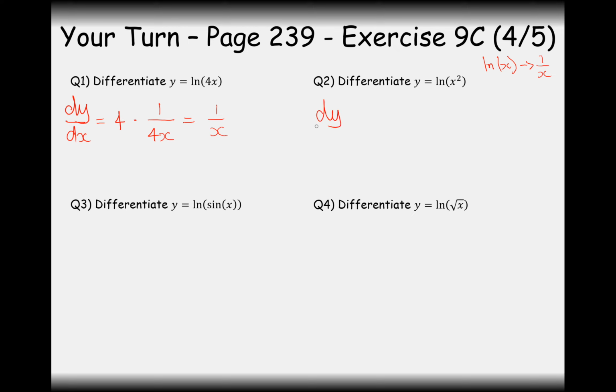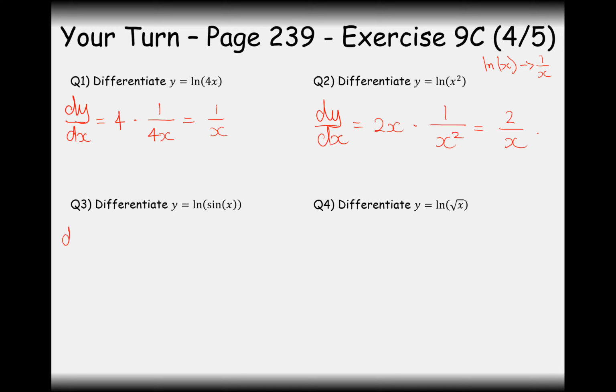Now for the second question here, differentiate the inside function first and you're going to get 2x. And then it's going to be differentiating the outside function, which is ln, so that's going to be 1 over x squared. So in this case here we get 2 over x when we simplify.